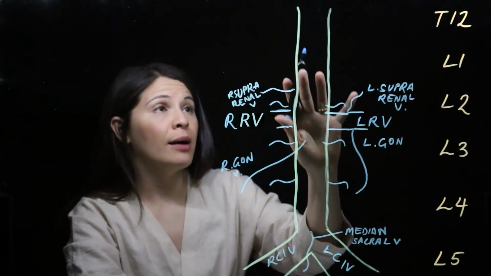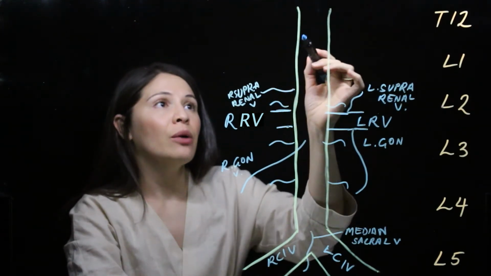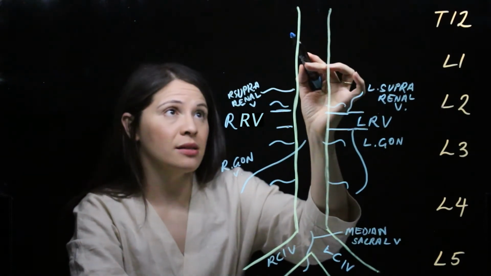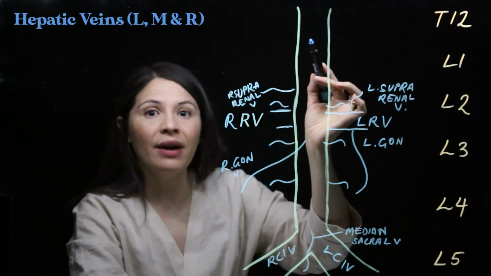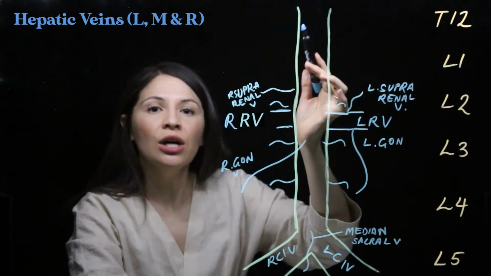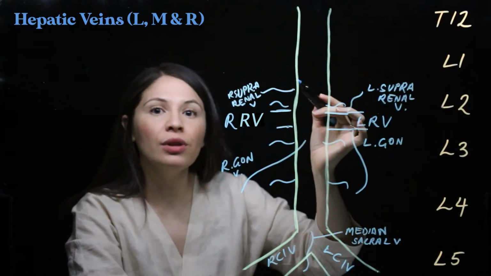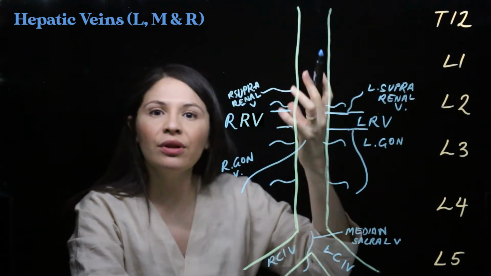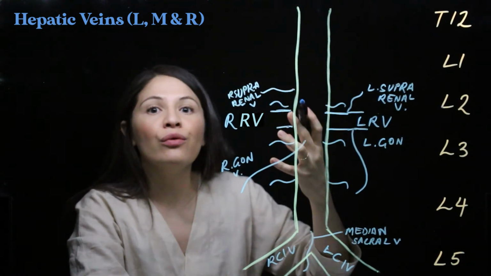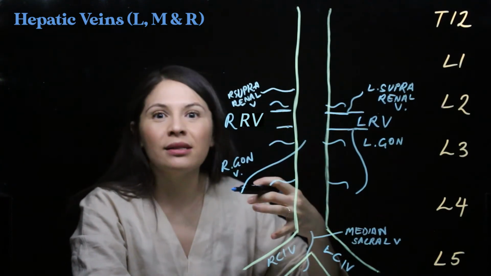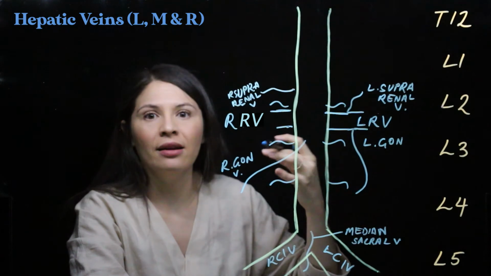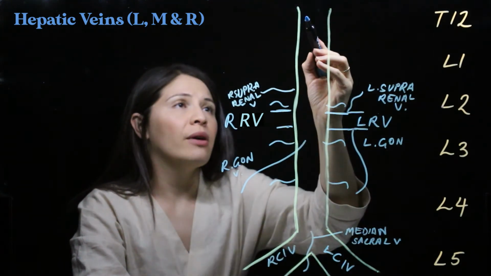So now as we move up towards the diaphragm, we're going to have the openings for the hepatic veins. So the hepatic veins are draining the liver. So this is the blood that has moved through the liver. It has had the oxygen taken out of it, or some of the oxygen taken out of it, and a lot of the nutrients that have been picked up from the gut. So this blood is now deoxygenated and nutrient poor. So these are our hepatic veins.